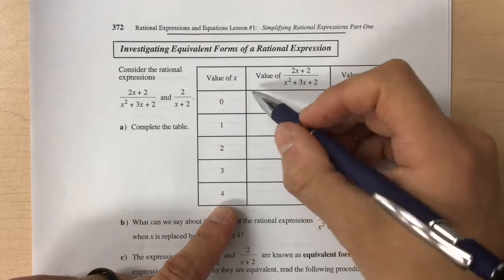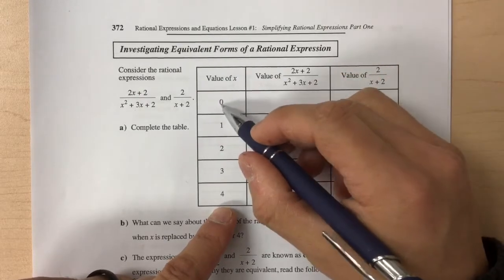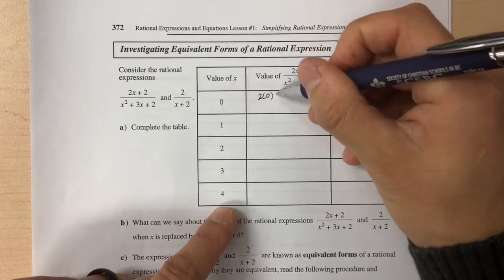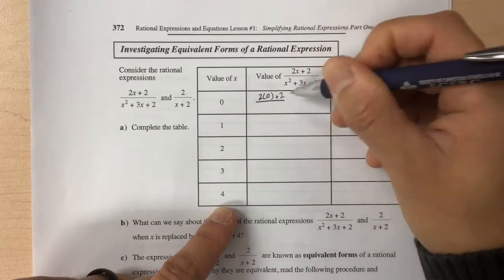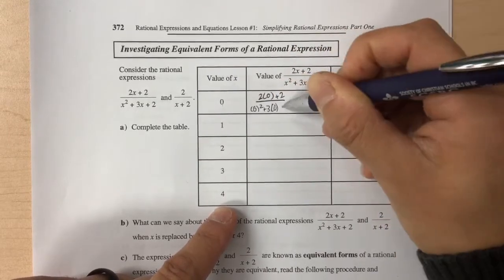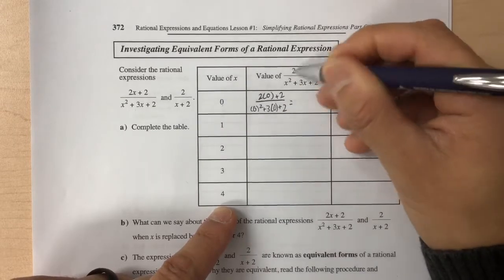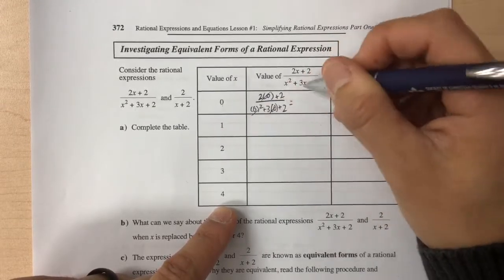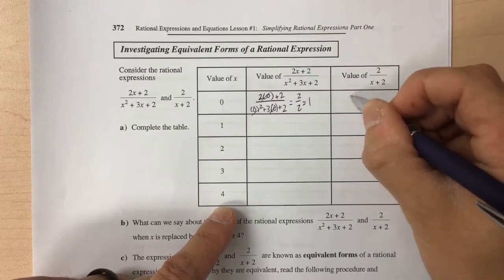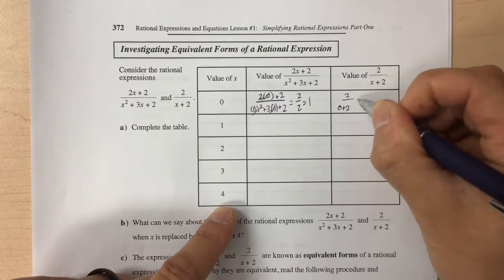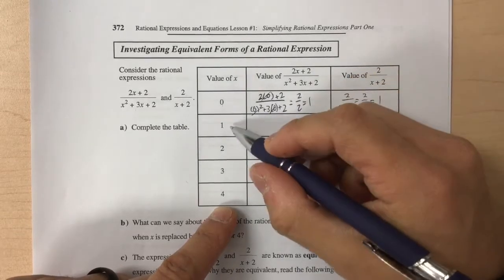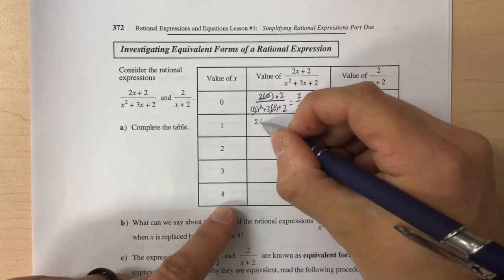So I'll do the first two. Where x is equal to 0, I would have 2 times 0 plus 2, if I substitute my value of x into my expression, divided by 0 squared plus 3 times 0 plus 2. This would leave us with 2 over 2, which is equal to 1. And if I do 2 over 0 plus 2, we're again left with 2 over 2, or 1.